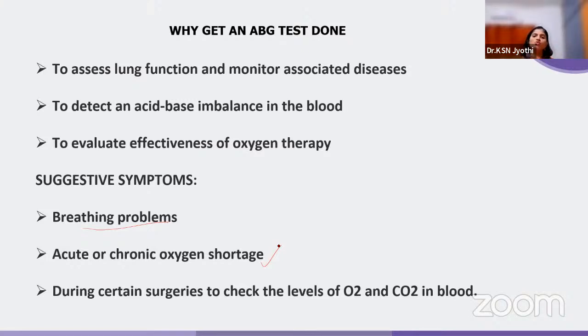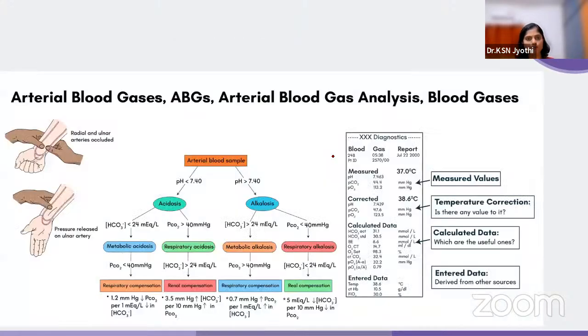In these situations also, you will see that your body is struggling to adjust and accommodate between your oxygen and carbon dioxide levels. So in such situations, we do this test. You can assess the lung function and associated diseases. It is very important because you can detect the acid-base imbalance and the effectiveness of oxygen therapy. In all these situations, you get an ABG test done. You take the blood from your ulnar artery as the arterial blood sample.